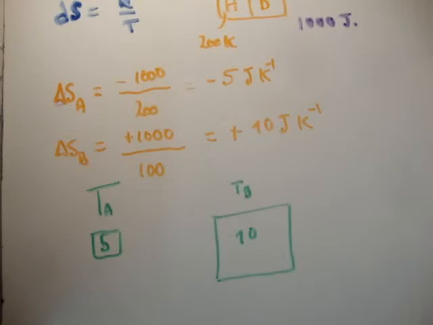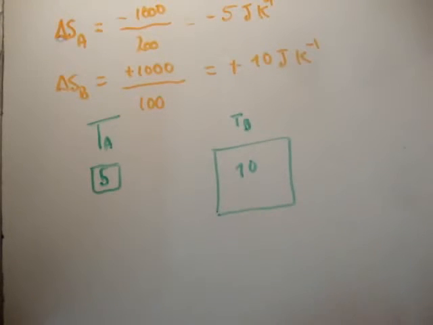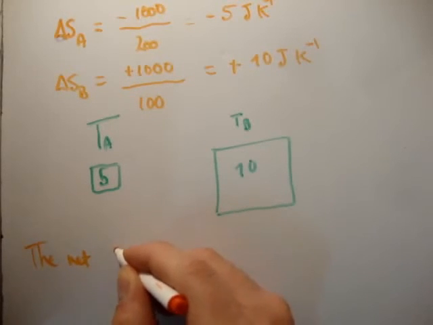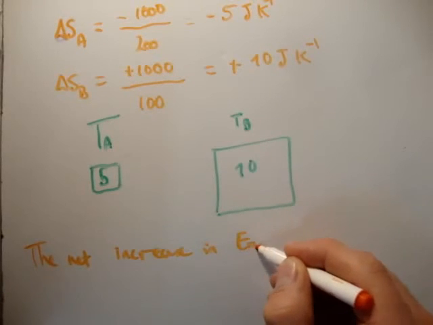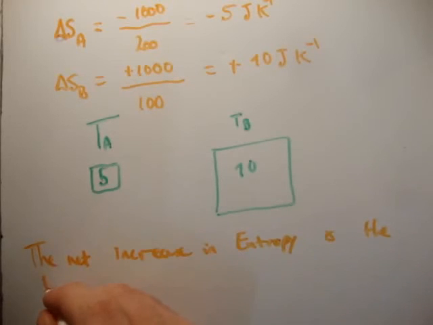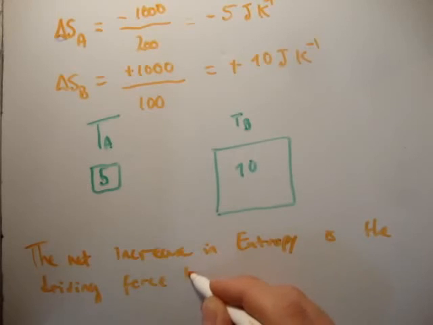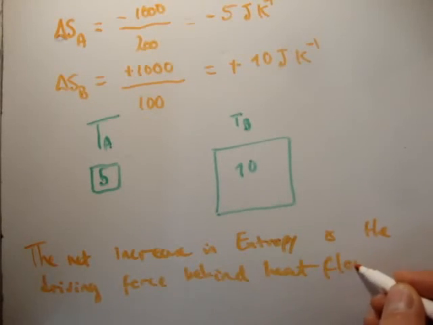So basically what we're saying here is that fundamentally the net increase in entropy is the driving force behind heat flow. I'm just going to write that in words: the net increase in entropy is the driving force behind heat flow.